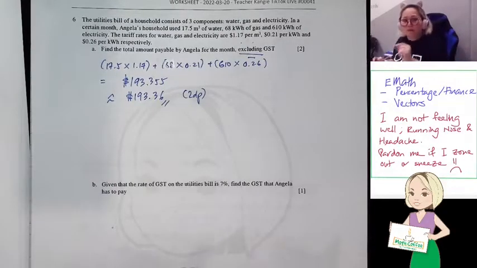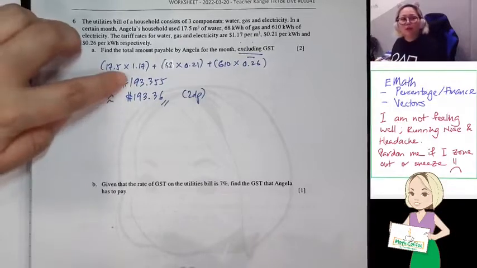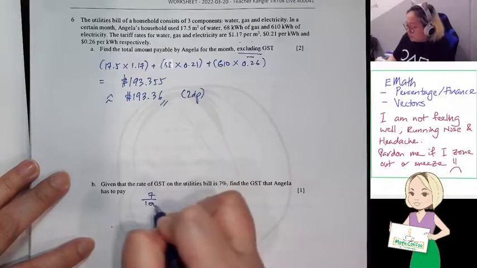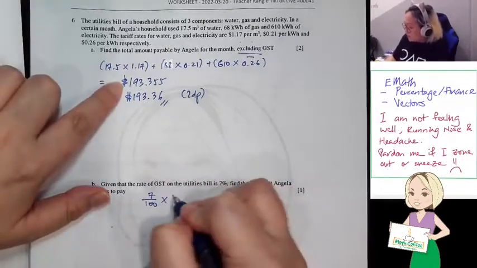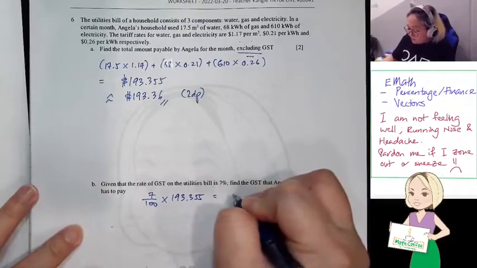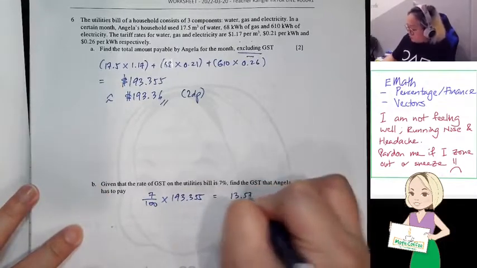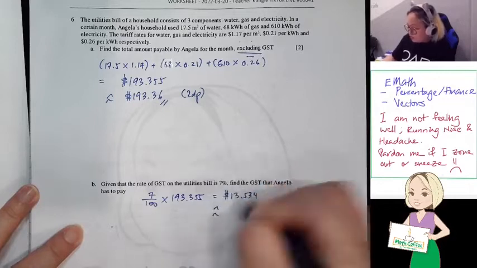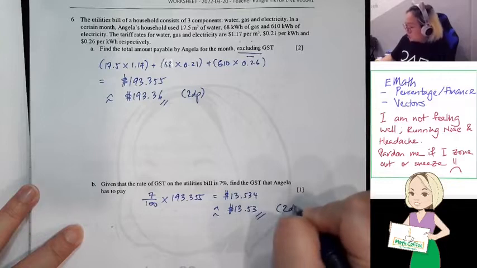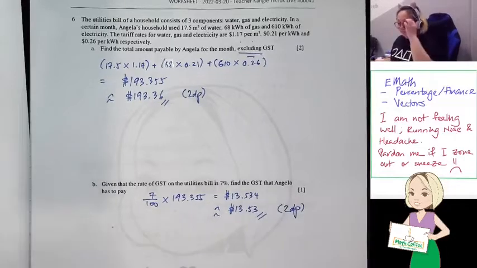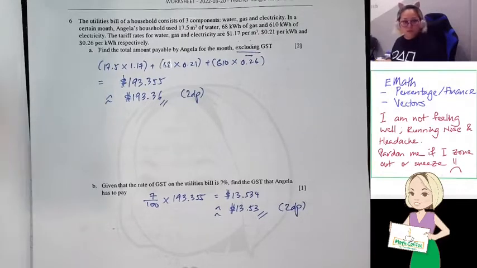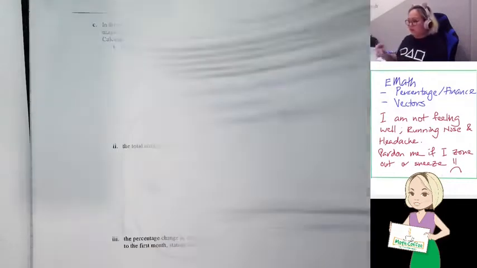Remember, you must always use the long number to calculate. So 7% means 7 over 100, multiplied by the long number, 193.355, and you will get 13.534. Again, round off to 2 DP, so it's 13.53. So this is the GST that she has to pay. This is straightforward. Okay, let's move on.